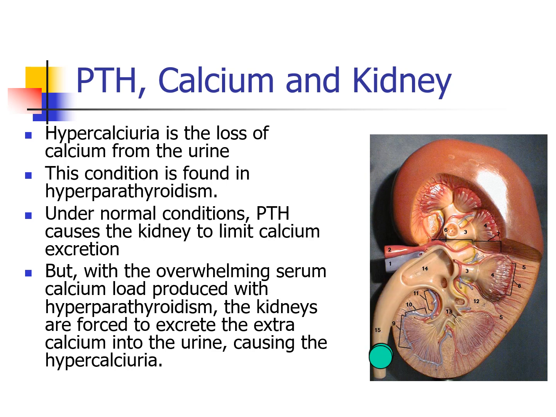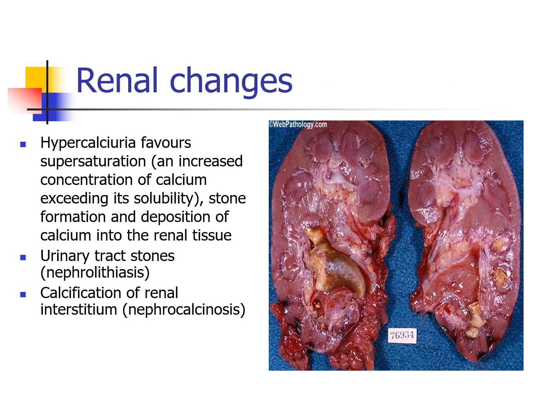Under normal conditions, parathyroid hormone causes the kidney to limit calcium excretion. But with the overwhelming serum calcium produced with hyperparathyroidism, the kidneys are forced to excrete the extra calcium into the urine, causing hypercalciuria. The excretion of high levels of calcium, or hypercalciuria, favors supersaturation.